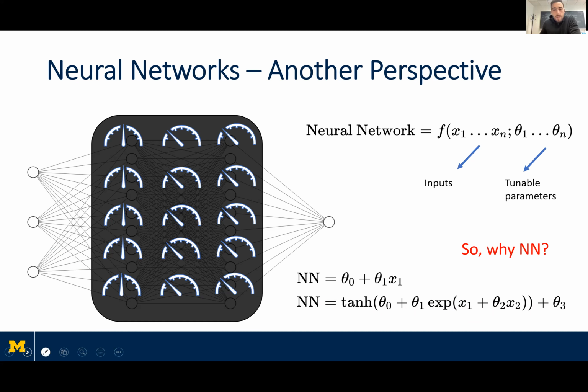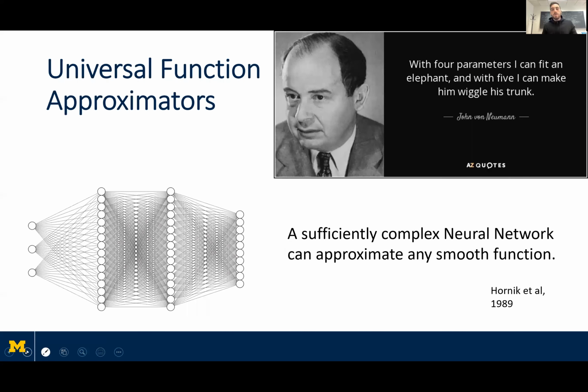So why neural networks? What's the advantage? Why should we choose neural networks? Well, first, there's the so-called universal function approximation theorem. John von Neumann has been attributed to say with 4 parameters, I can fit an elephant. And with 5, I can make him wiggle his trunk.